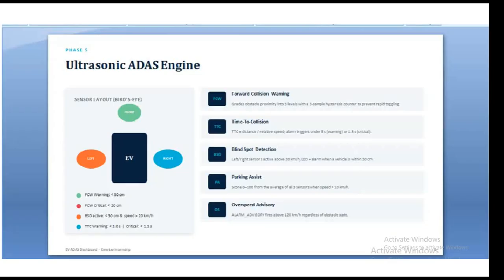The left and the right ultrasonic sensors monitor the vehicle's blind spots. If another vehicle or object is detected in these areas, the driver receives a warning. Finally, the fourth feature is parking assistance, which helps the driver park safely by continuously displaying the distance to nearby obstacles.